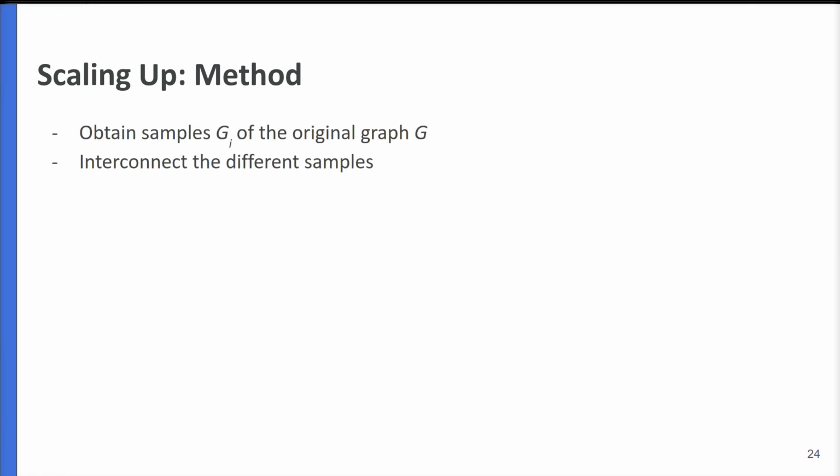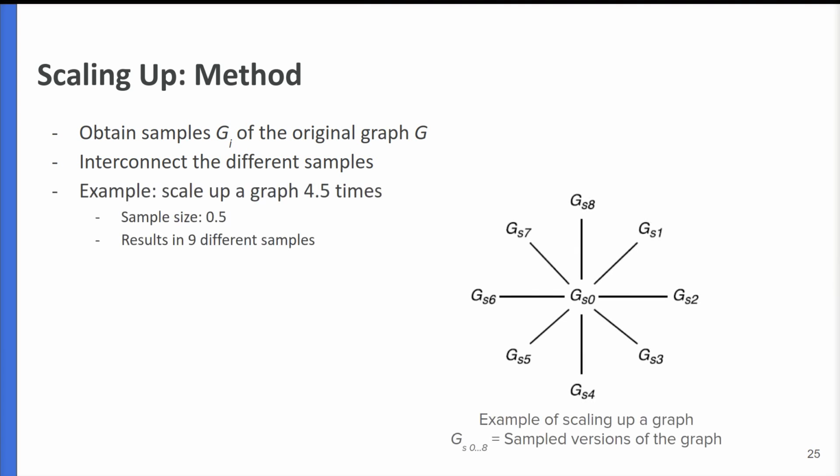At the very core of our scale-up method lies graph sampling. We scale up a given graph by first obtaining samples of the original graph based on the scaling factor and sample size. If our sampling algorithm is random, we would obtain different samples of the original graph rather than the same one. And after the sampling phase, we would then interconnect these different samples accordingly. As an example, let's say we want to scale up a given graph 4.5 times. If we assume that we use a sample size of 0.5, we would obtain 9 different samples of the original graph, which we can then interconnect in some way.